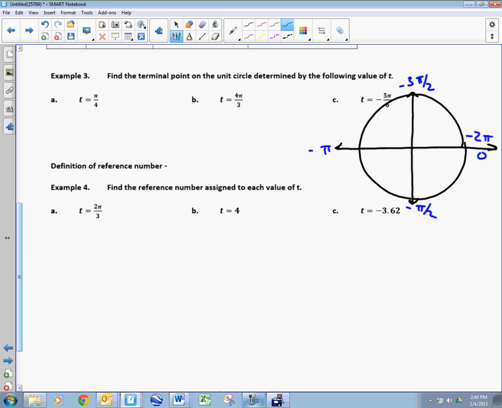So therefore, negative 3 pi over 2 is in the same position as 5 pi over 2. I'm sorry. Negative 3 pi over 2 is in the same position as pi over 2. Okay? Those are in the same spot.